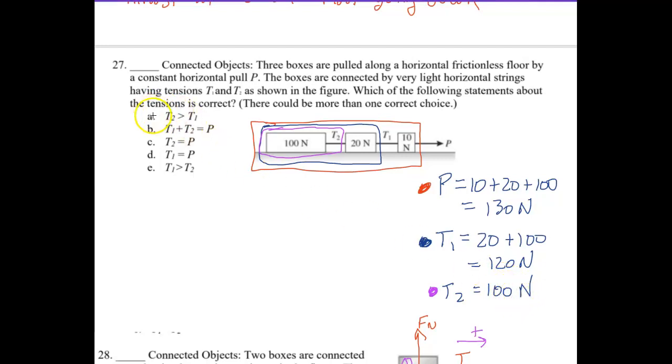So we know that T2 is definitely smaller than T1. T1 plus T2, they do not equal P, so that's not right. T2 does not equal P, T1 does not equal P, and T1 is not smaller than T2. So A is your correct answer there.